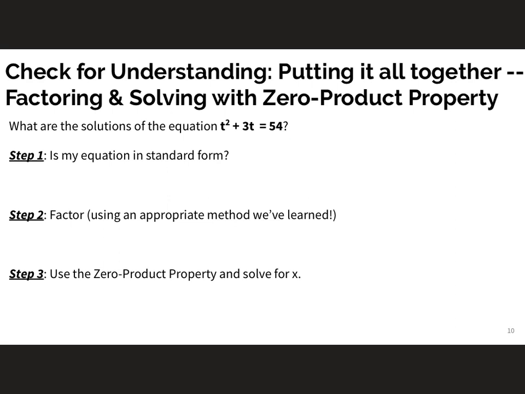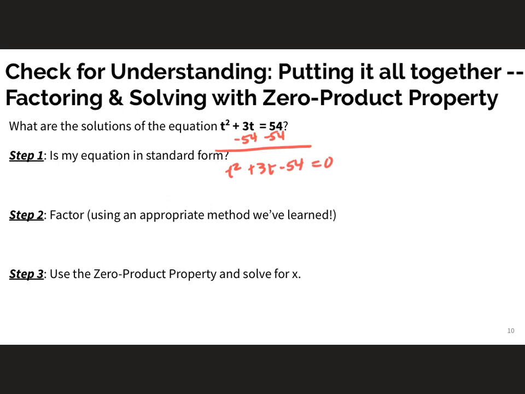So before I can actually apply the zero product property, I need to make sure that my equation equals 0. So what I'm going to do is subtract 54 on both sides of my equation so that I can get it equal to 0. Right, so I have t squared plus 3t. 54 is not a like term to t squared or 3t, so I'm just going to write it out next to it. And then this whole thing equals 0. Now it's in standard form, and now I can actually try factoring it out.